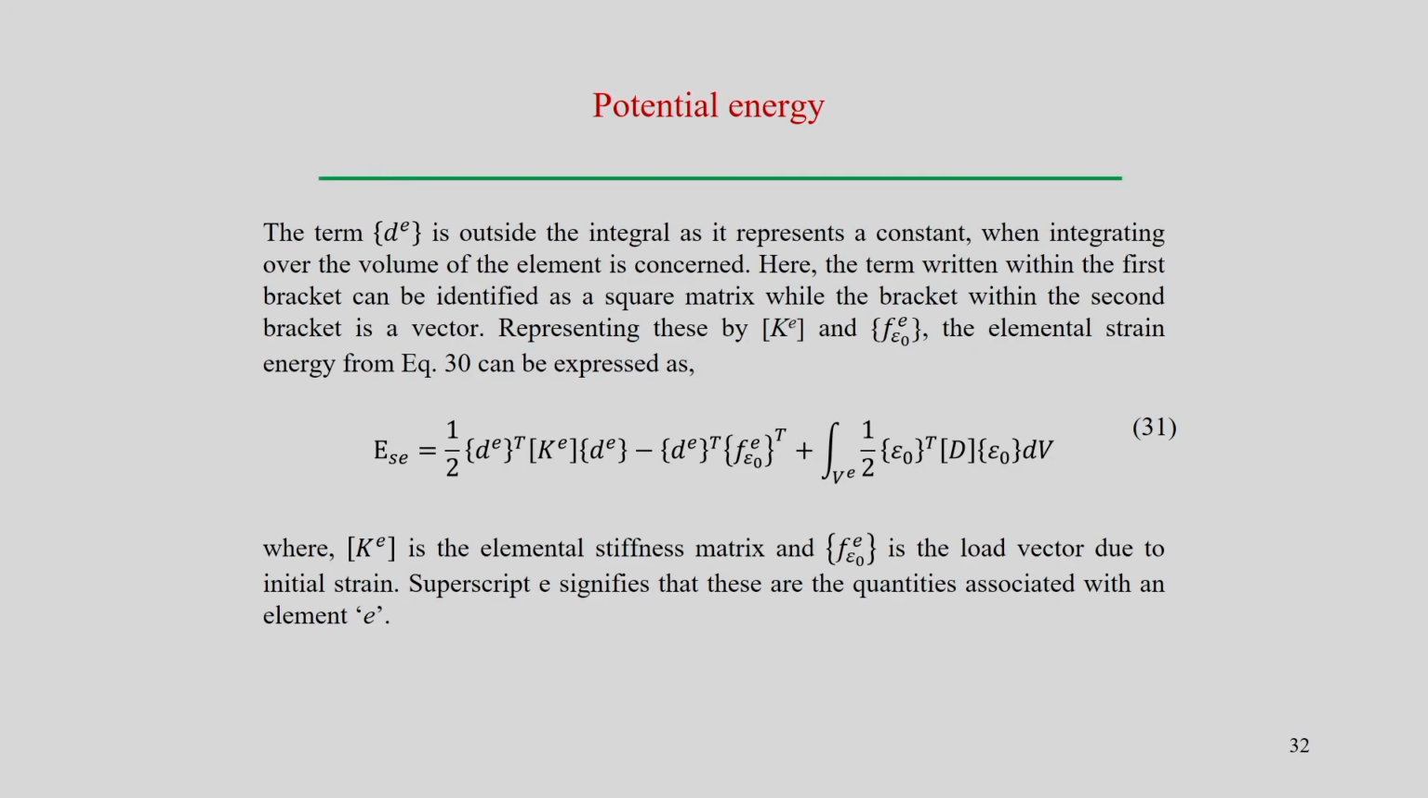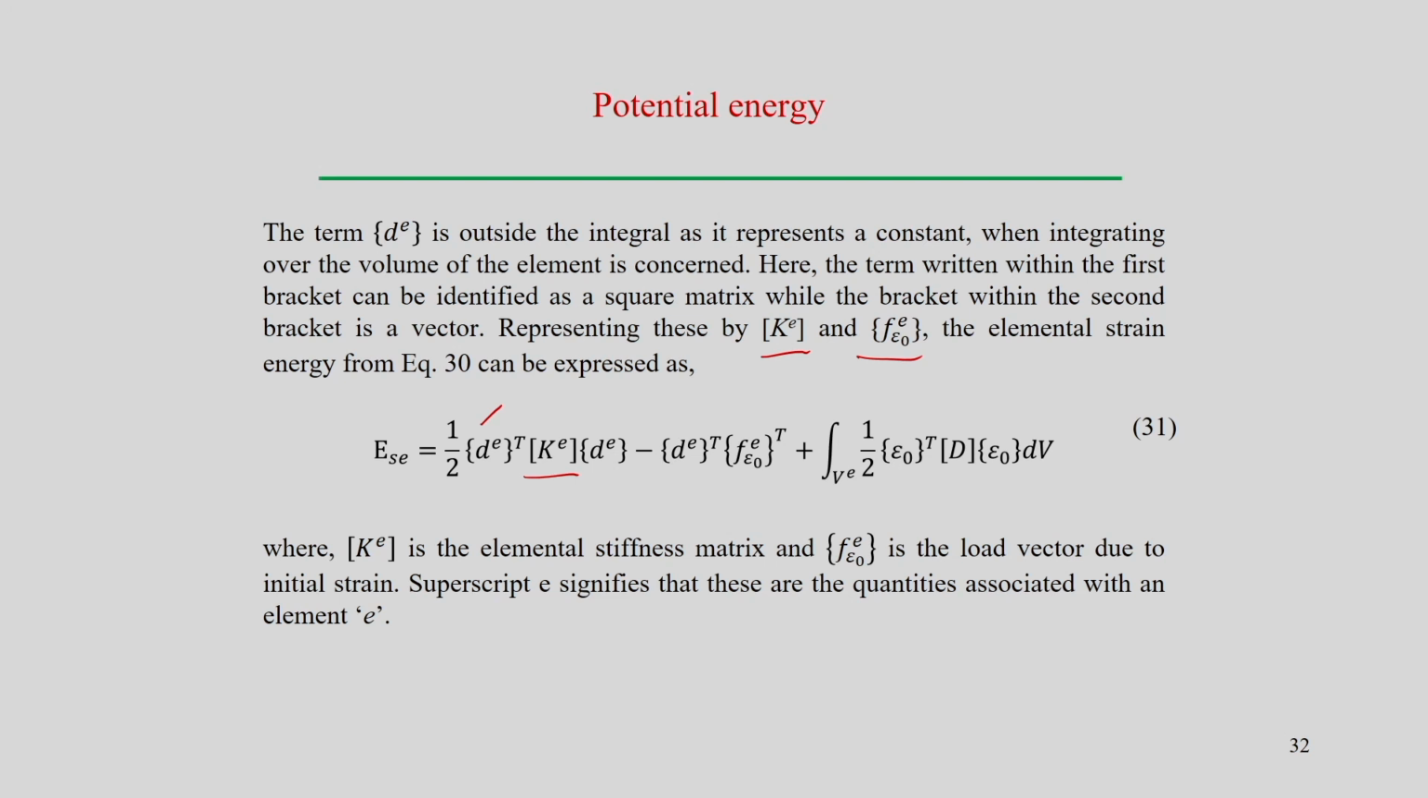Finally, we can see that the term d is outside the integral as it represents a constant. That is why I keep dE outside of the integral. When integrating over the volume of the element, it is definitely constant over the particular element, therefore d is kept outside. Now, the term within the first bracket can be identified as a square matrix, while the second bracket is considered as a vector, representing Ke and F0. The elemental strain energy from equation 3 can be represented like that.